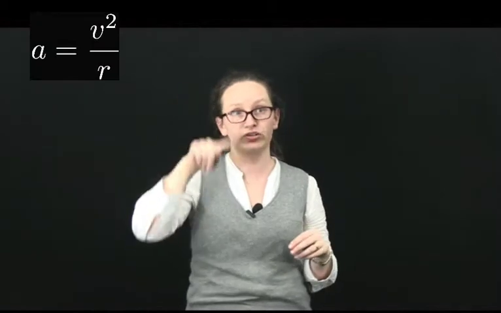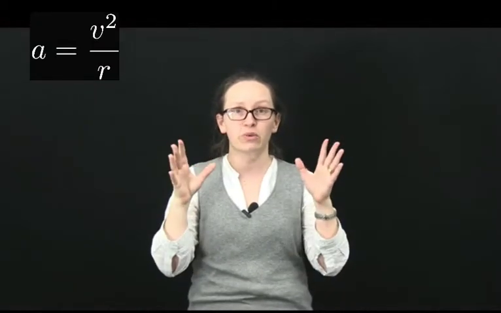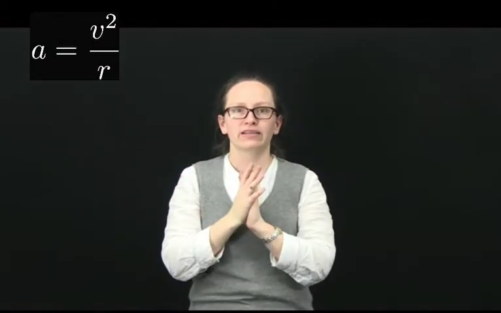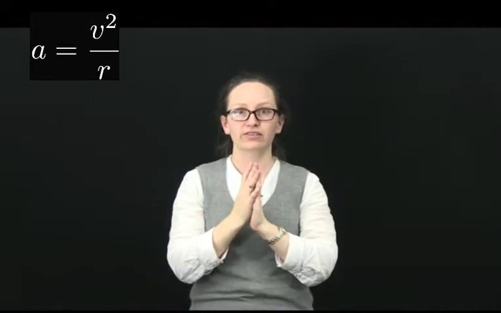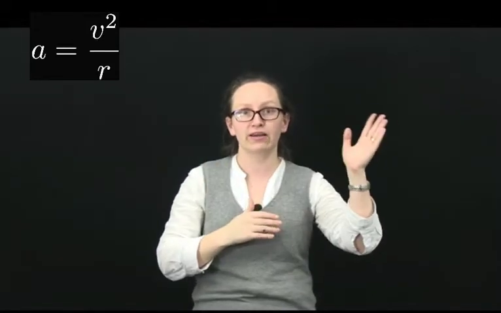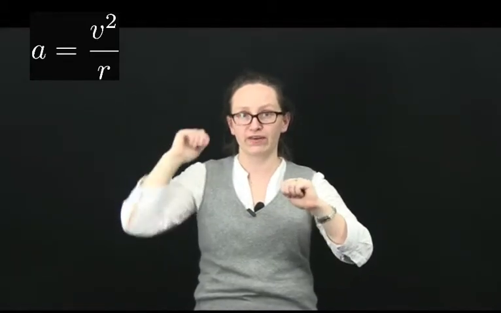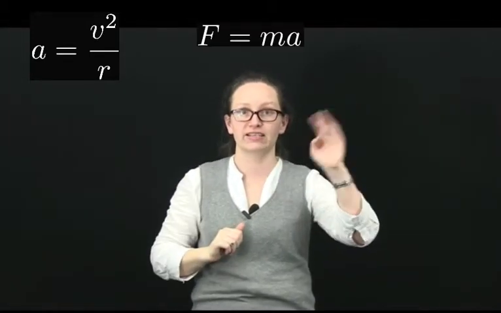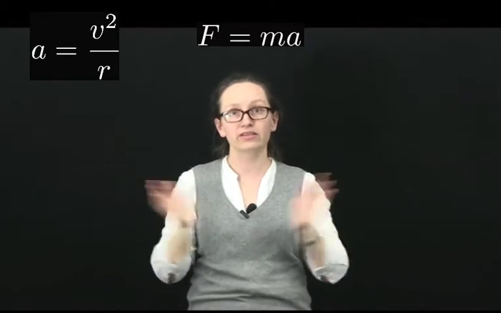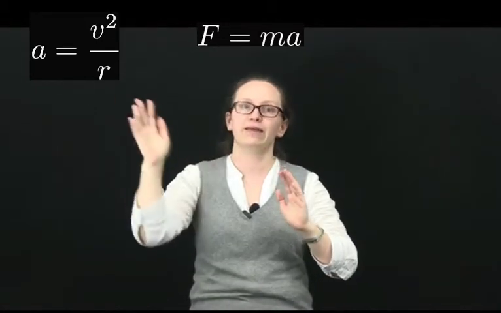So we've just shown that the acceleration for an object following constant circular motion is equal to v squared on r. Now, Newton's second law tells us that in order to accelerate, we need to have an unbalanced force, and that unbalanced force divided by the mass is equal to the acceleration. Or in other words, F is equal to ma.